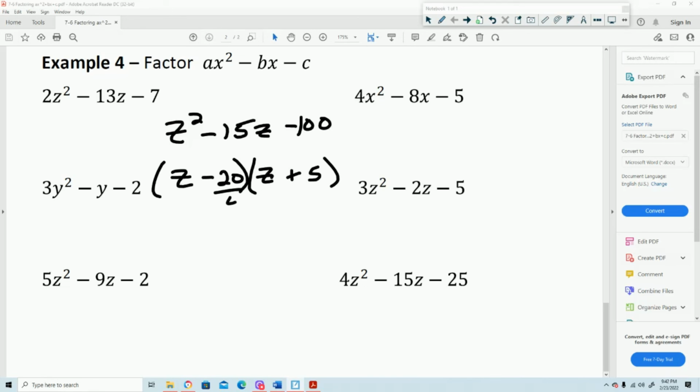Bring the 4 back into play right here and right here. So I've got z minus 5 for the first factor. Pull that 4 around here. We got 4z plus 5 for the last factor. And that's going to conclude factoring ax squared minus bx minus c.